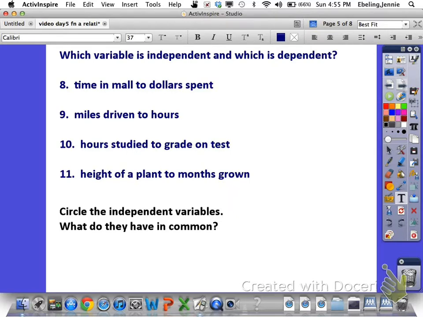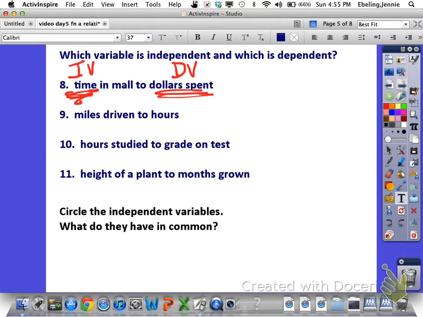Taking a look at word phrases, we want to be able to identify the independent and dependent variable here. At number 8, time in a mall to dollars spent. Well, sometimes the more time you spend in the mall, the more stores you're going to go into, and you're going to be spending more money. So my time is my independent variable. My dollars spent would be my dependent variable, because how much money I spend would depend upon how much time I'm in the mall. If I'm only in the mall for a very short period of time, I'm probably not going to spend as much money as I do if I had been there for quite a few hours.